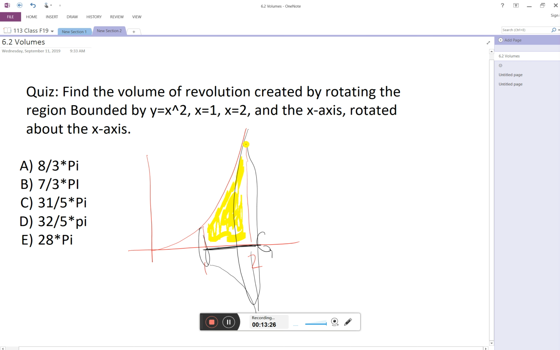So would it make sense to integrate with respect to x or y in this case? X, y. I mean, like, why. Yes?